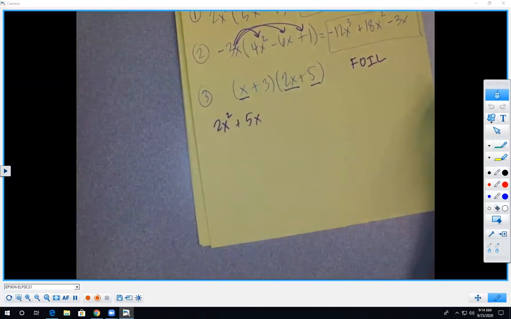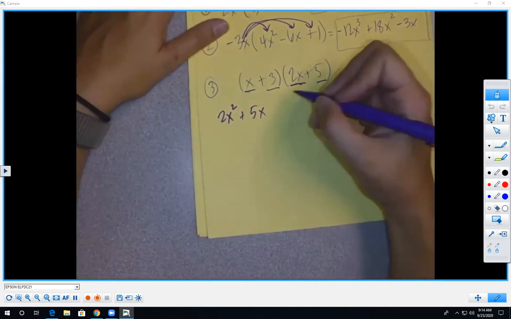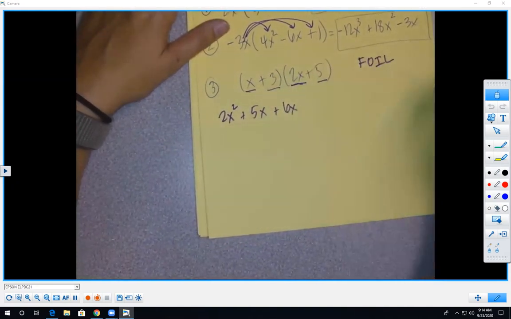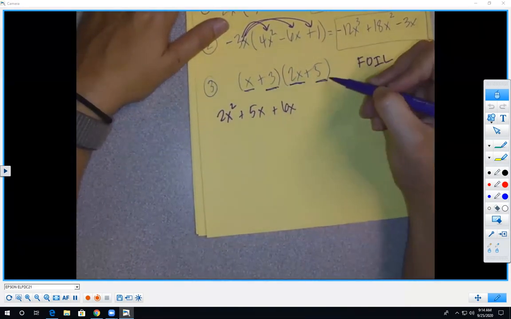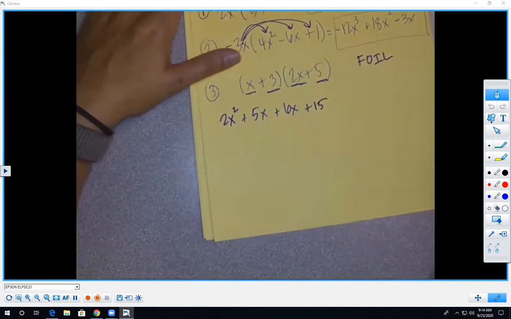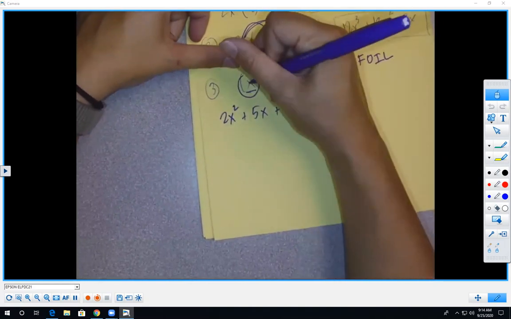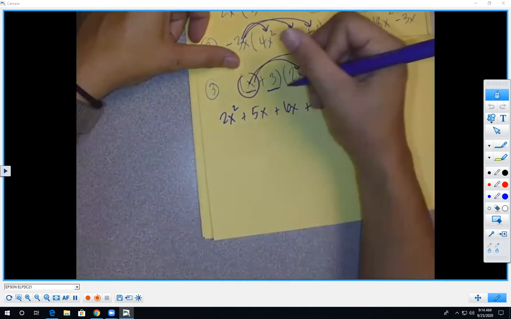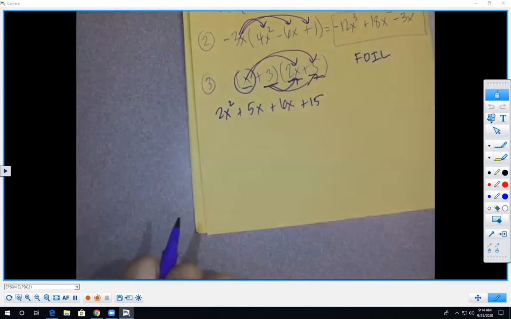I stands for your inside terms, which is 3 times 2x. 3 times 2x is 6x. And L stands for your last terms, which is 3 times 5, which is 15. If you don't like using FOIL, you can just take the x in the first parentheses and multiply it by everything in the second parentheses. Do the same thing with 3, and you get the exact same thing, same order and everything.